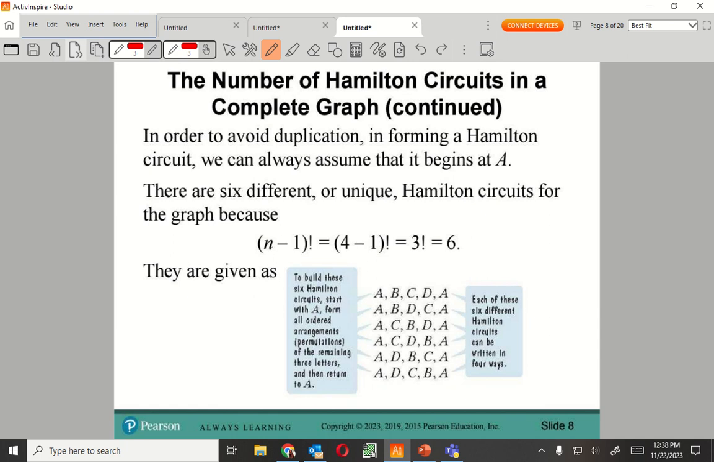Here's the math. If there's 4 vertices, it's always 4 minus 1, which is 3 factorial. So that's 3 times 2 times 1, which is 6. That's where I get that from. And I'm going to show you how to list all possibles, because that's going to be one of the test questions you guys are going to have to do coming up here soon.